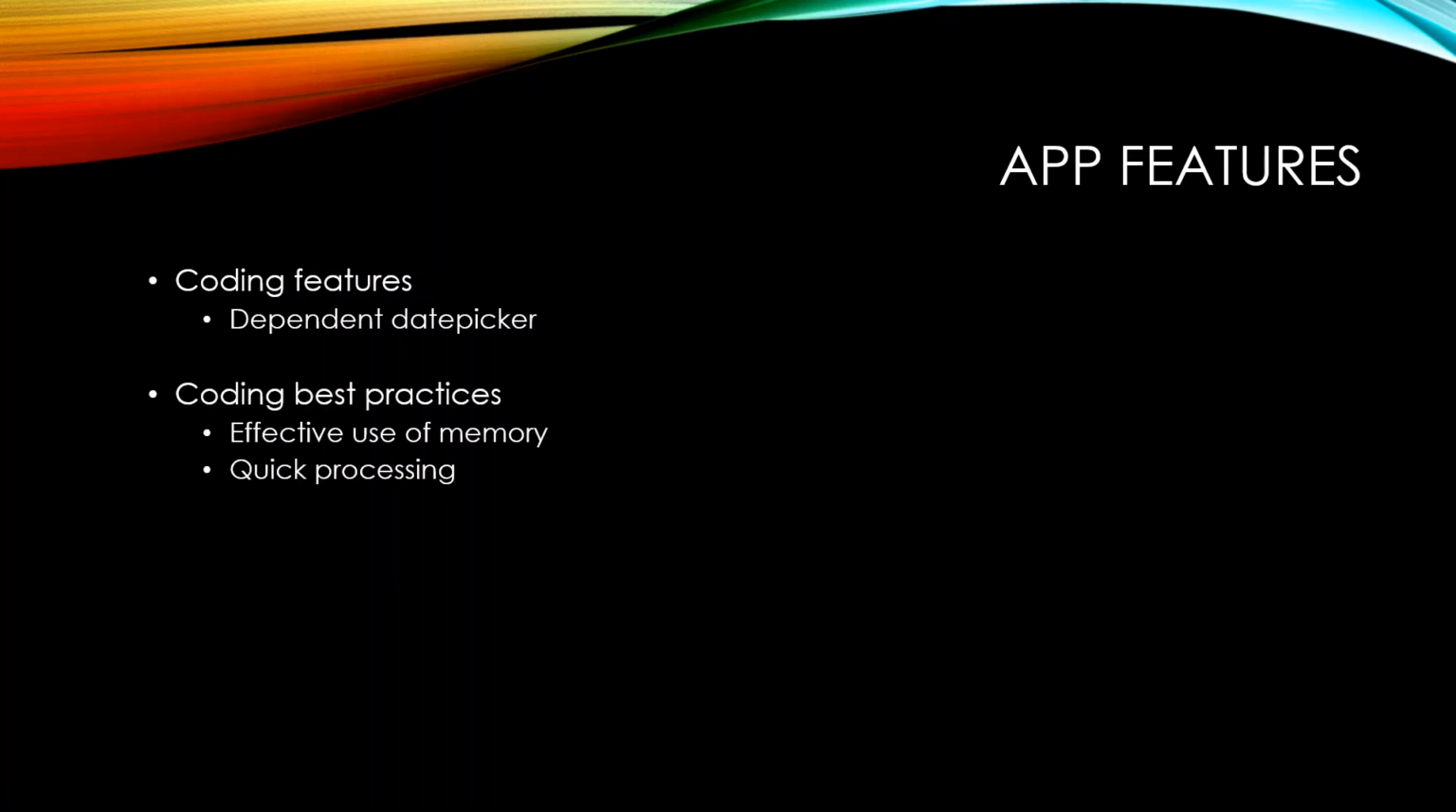Next is we have to follow the best practices for coding, like efficient use of memory, effective use of memory, and quick processing. What is the best way of doing? What is the quickest way of doing? We have to keep this in mind while we are coding. Next, as we discussed previously, what is the minimum API level which we are going to support in this app, and also the device support which we are going to support. So in our case, we'll be supporting only mobile app.